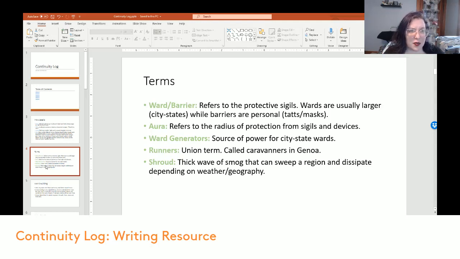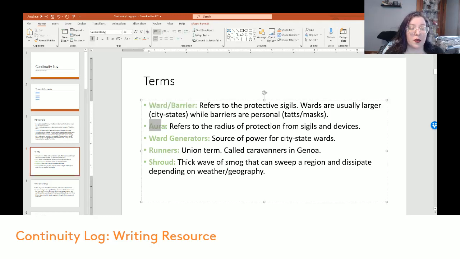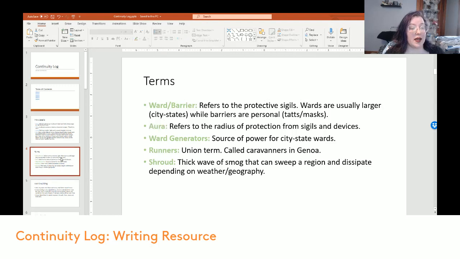And as you can imagine, when you're typing, it's really easy to get words mixed up, especially when you're getting into a multi-chapter work. This helps keep me from using words in situations where they don't apply. I would never refer to a ward with the word aura, because otherwise I'm now confusing the reader and myself as to what's going on.